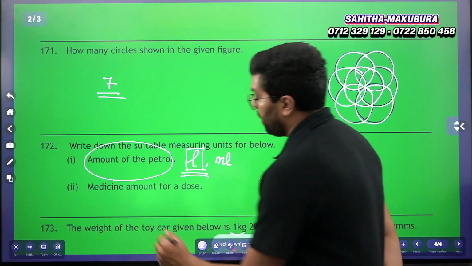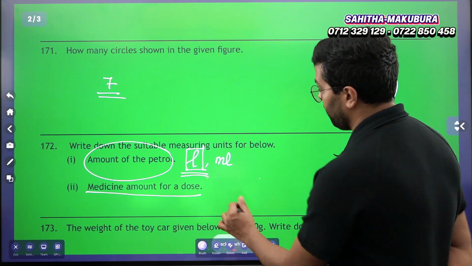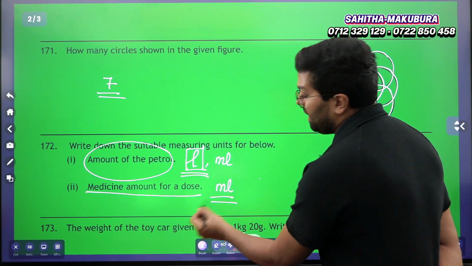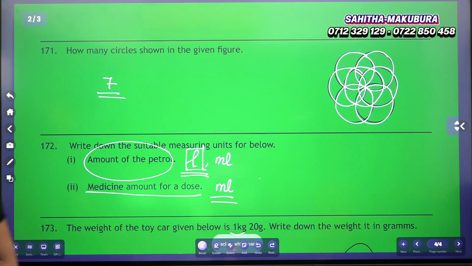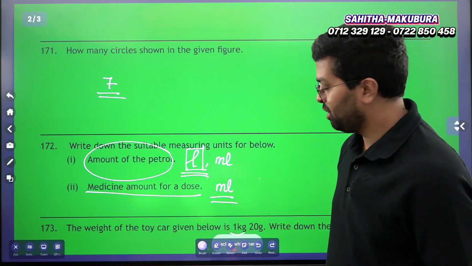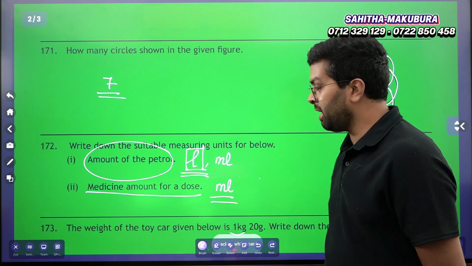Okay, the medicine amount for a dose. Most of the time, yes, almost all the time we are using milliliters, right? When you were, let's say 5 years, 6 years, can you remember? Our medicinal syrup is given in a small cup, 5 milliliters, 7 milliliters like that, right?